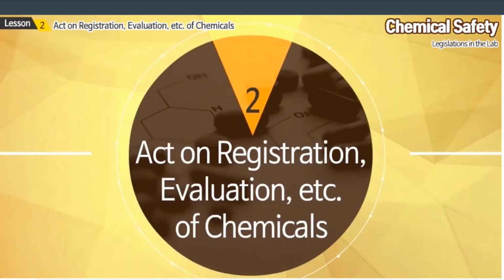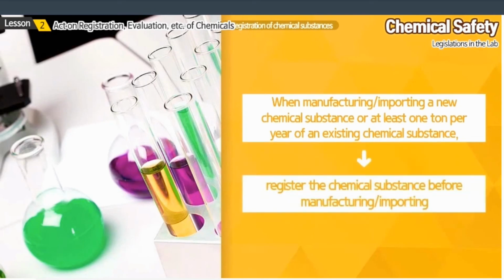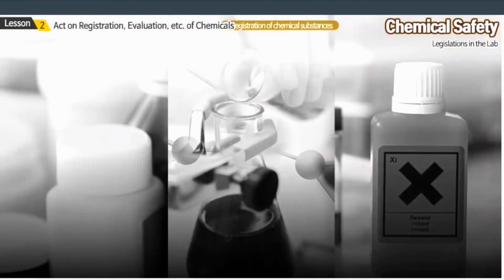Act on registration, evaluation, etc. of chemicals. Any person who intends to manufacture or import a new chemical substance or at least 1 ton per year of an existing chemical substance subject to registration must register the chemical substance before he/she manufactures or imports the substance. Now, shall we look at how chemical substances are categorized?